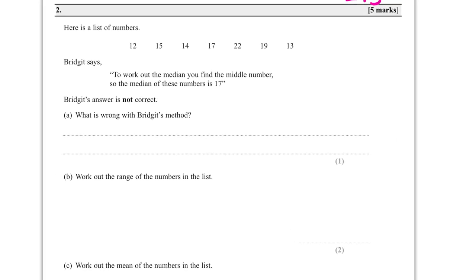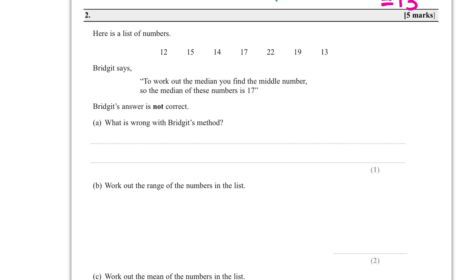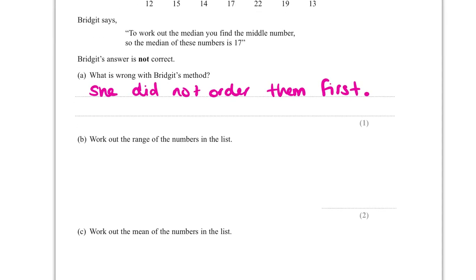Okay, question 2. Here is a list of numbers. Bridget says to work out the median, you find the middle number, so the median of these numbers is 17. Bridget is not correct. Why isn't Bridget correct? Yeah, she didn't order them. I mean, 17 is the middle of all these numbers, but it's not the median, is it? So she did not order them first. Make sure as well we put a full stop.